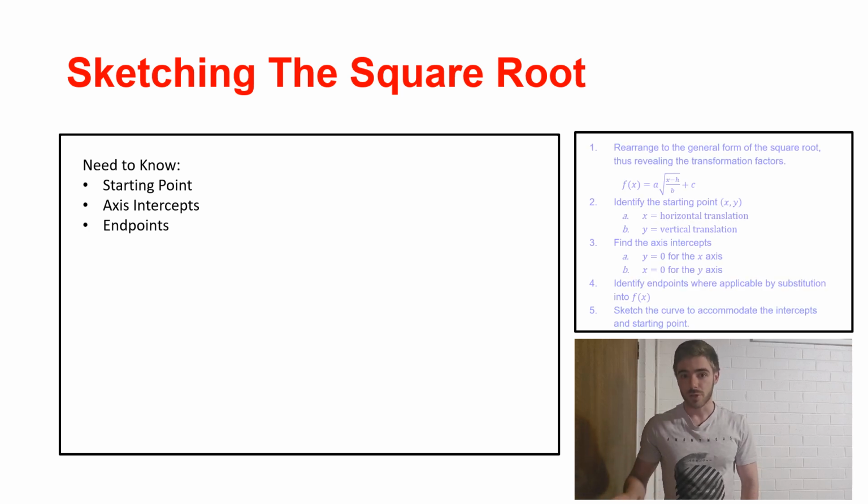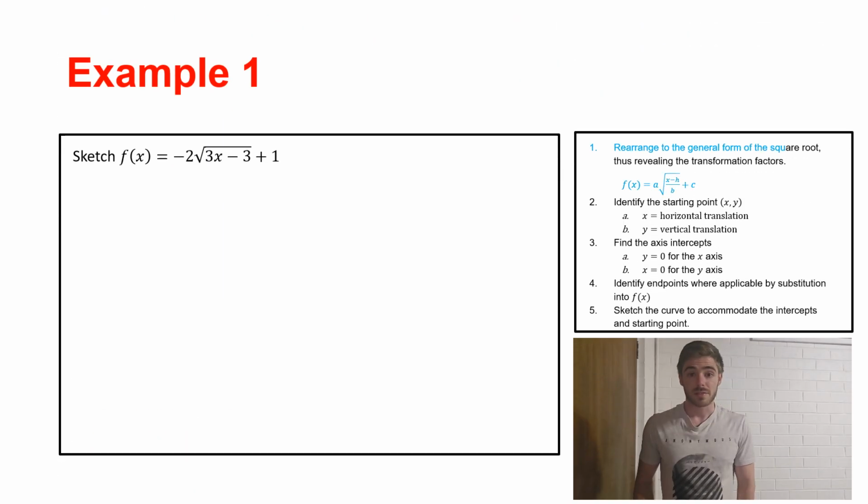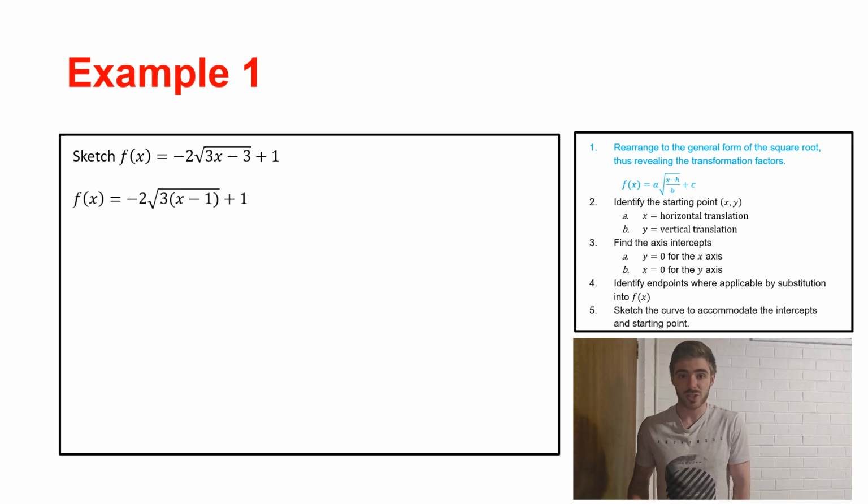We'll use the following framework to help us with this. Let's have a look at an example. To begin, we just want to make sure that we're starting with the general form of the square root. This will allow us to figure out what each of the terms do. In this case, all we need to do is take the coefficient off of the x as a common factor.